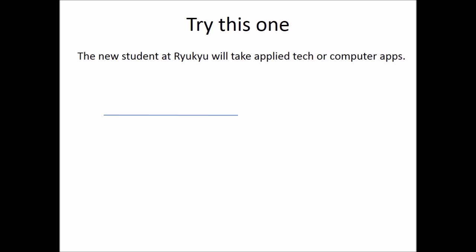Here's the answer. Start with your T. We're going to put student, that's our subject. Will take, that's our verb. We're going to put our new vertical line and we're going to split the line because we have two direct objects, applied tech or computer apps. So we'll draw two lines, one for applied tech, the other for computer apps. Those two direct objects are connected by a coordinating conjunction, so we're going to draw a dotted line and add our coordinating conjunction. Now we can go back through and add our modifiers.